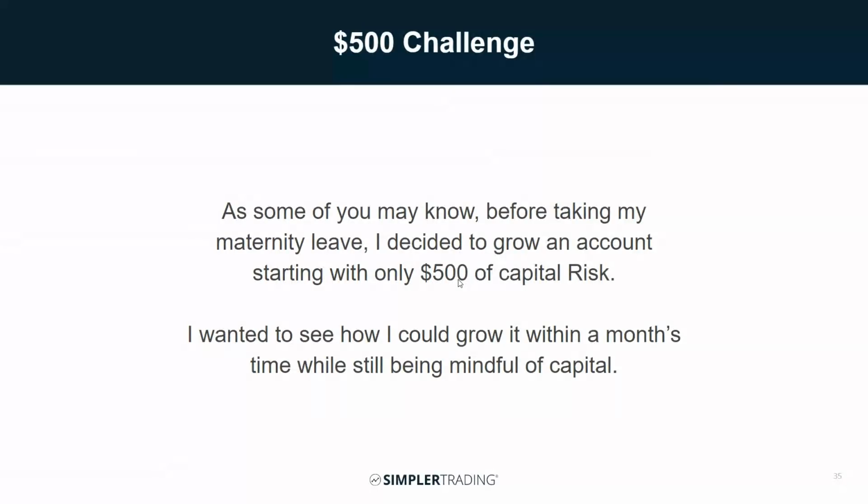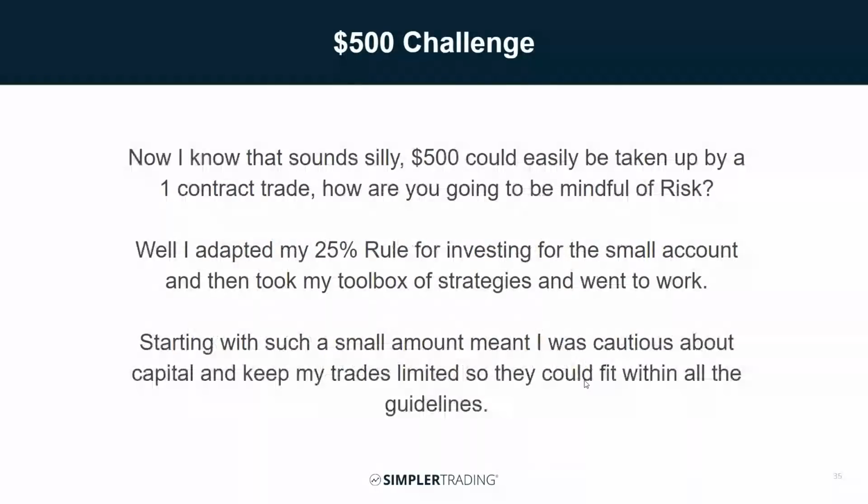That's a few electricity bills paid, or certainly a few years of subscriptions like Netflix and Prime paid for. And so I still wanted to be very mindful of this $500, but figure out how I could grow it within a month's time. I know that sounds silly, right? $500 could easily be taken up by a one contract trade. How are you going to be mindful of risk? Well, I adapted my 25% rule for investing for the small account. And then I took my toolbox of strategies and I went to work.